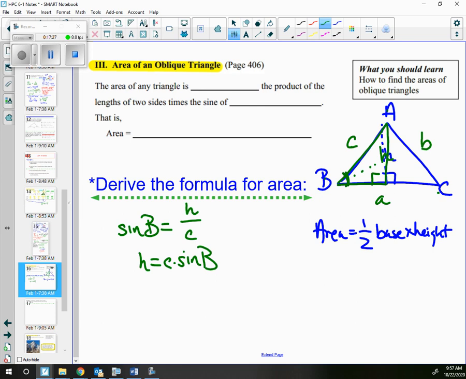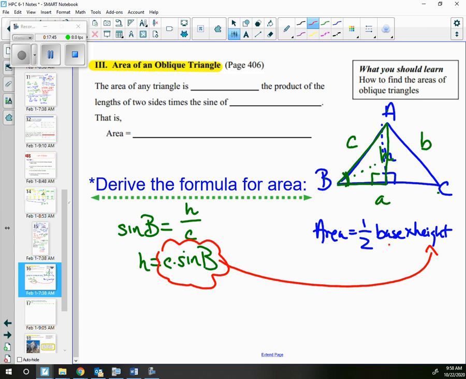You could do this from any vertex. So the labels don't really matter. We know that we can calculate that. So I know my height. So what if, instead of calling it height, what if I replace it with C times the sine of B? I can put that into my formula for area of a triangle, so I don't have to calculate it each time. I just know what I'm going to use.